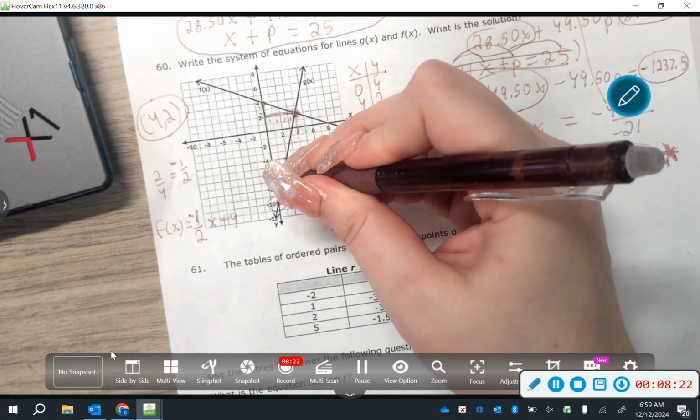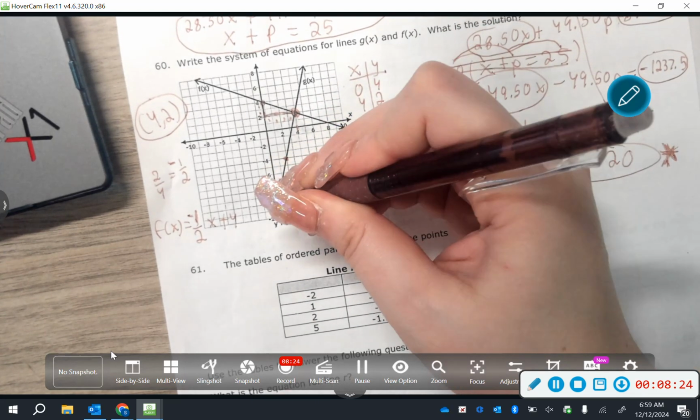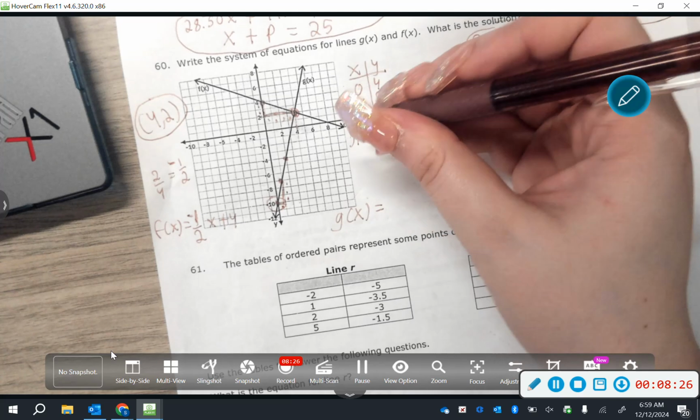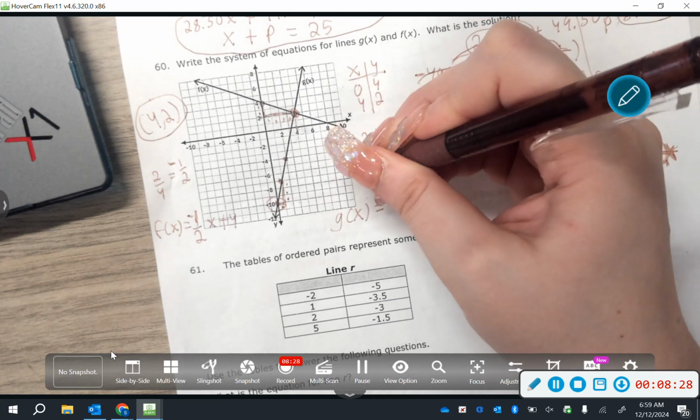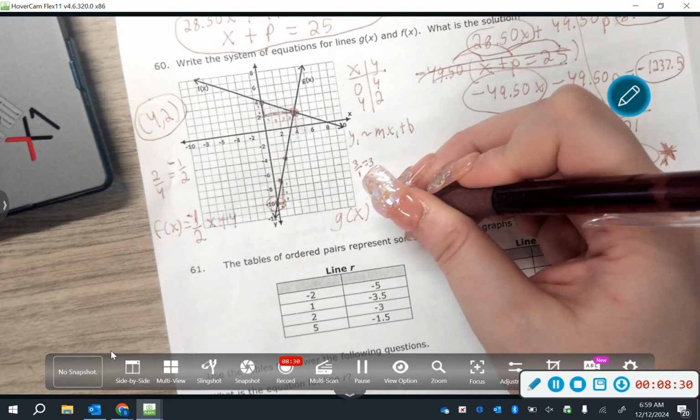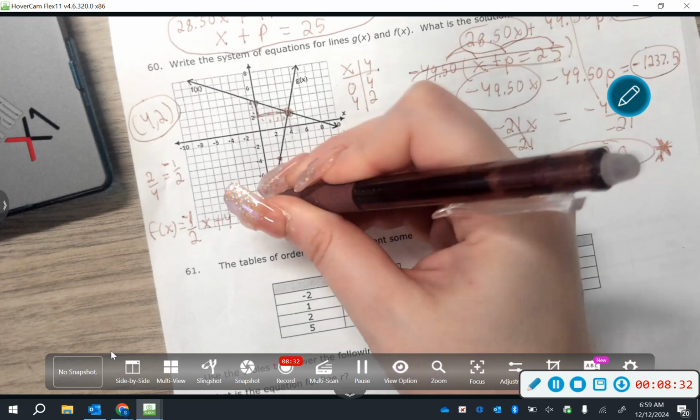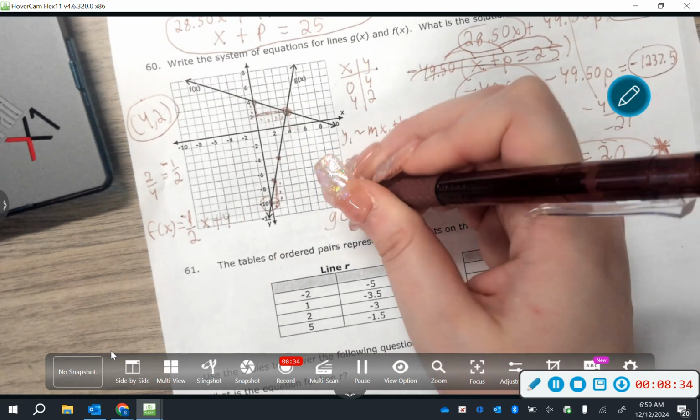So rise over run, 1, 2, 3 over my run is 1. Well, 3 over 1 is 3. So g of x equals 3x, and my y-intercept is -10.